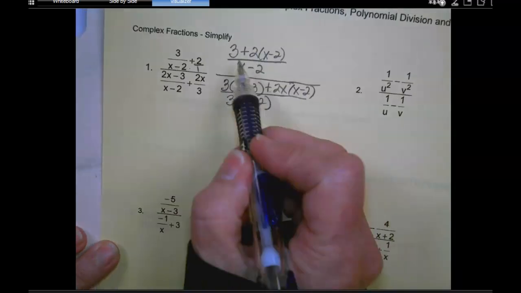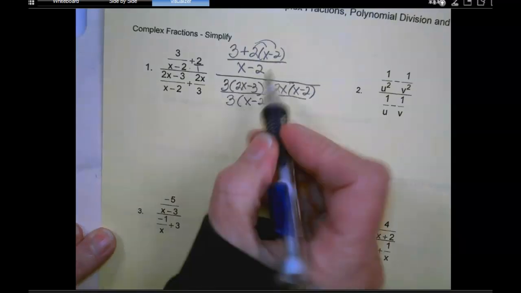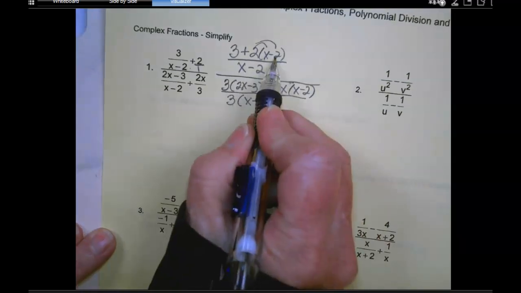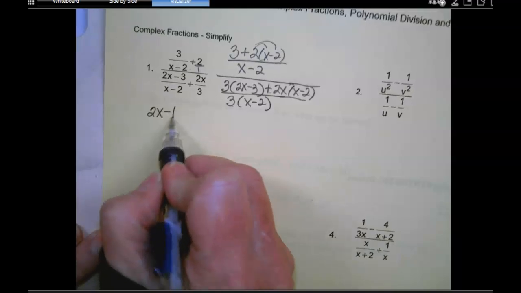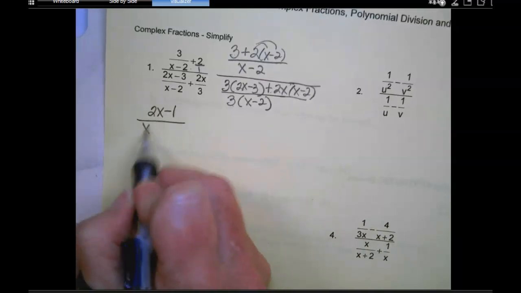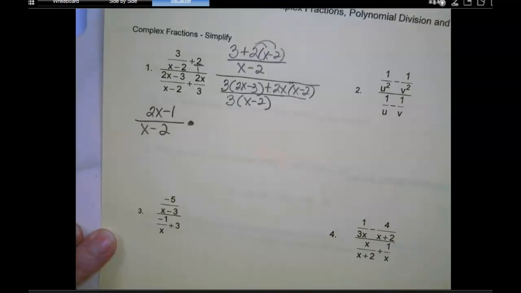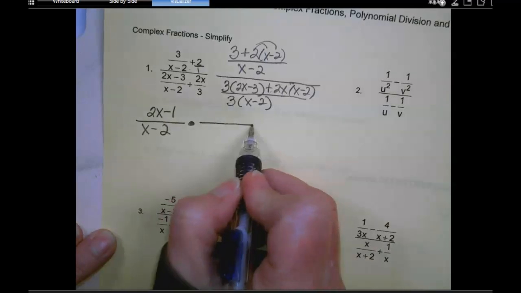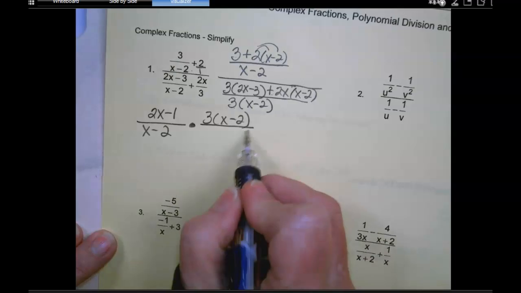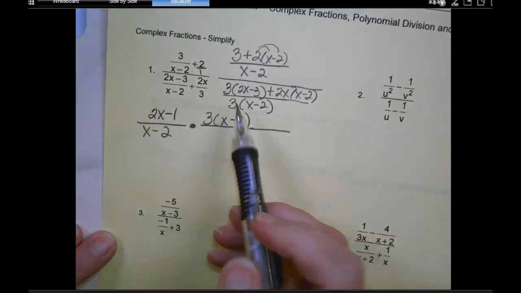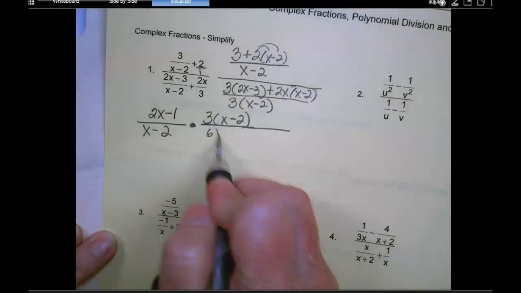All right, so on top, I'm going to go ahead and multiply. So I'm going to get 2x. This is minus 4. So 3 minus 4 is going to give me minus 1. Is that right? And then on bottom, I have x minus 2. I'm going to change my division to multiply. And on top, I'm going to do 3 and the x minus 2.